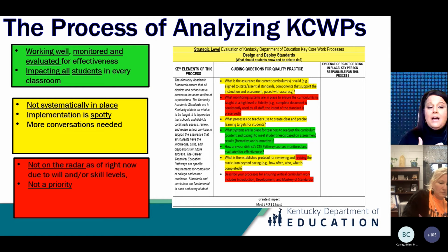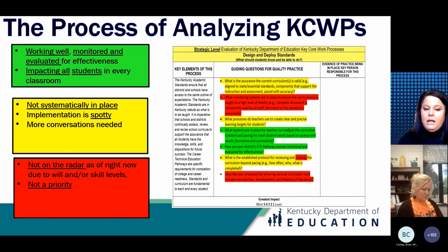Now, if we have highlighted something that is green or something yellow, we have to ensure that in that right-hand column we've established clear, concise evidence that that practice is in place and that we are truly embedded in that process. If we are saying it's working well, if we're saying it's monitored and impacting all of our kids, then we definitely have to have strong evidence to support that. If it's yellow, we still have to have evidence to support that, but obviously not as strong as if we were to highlight it green.